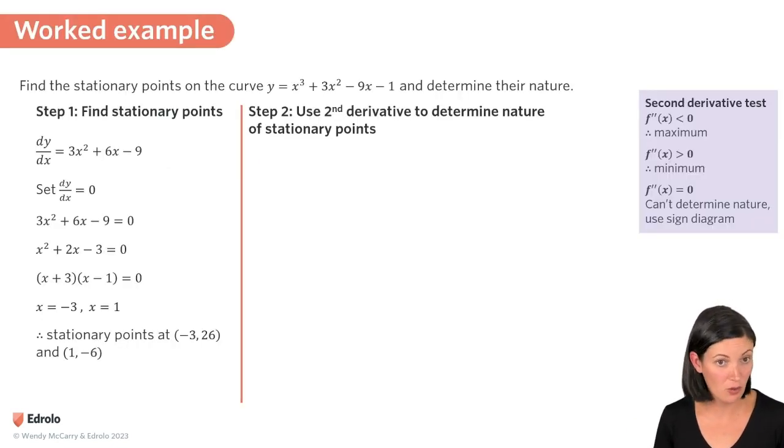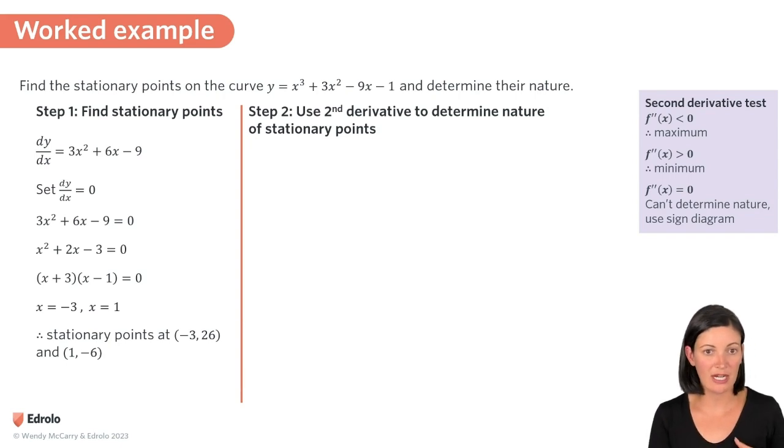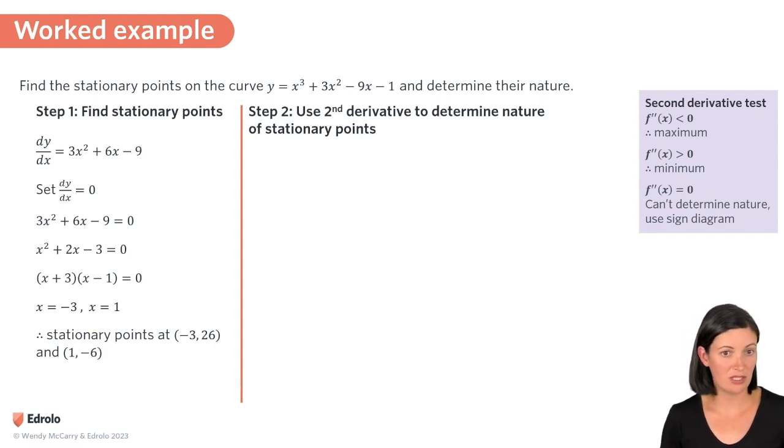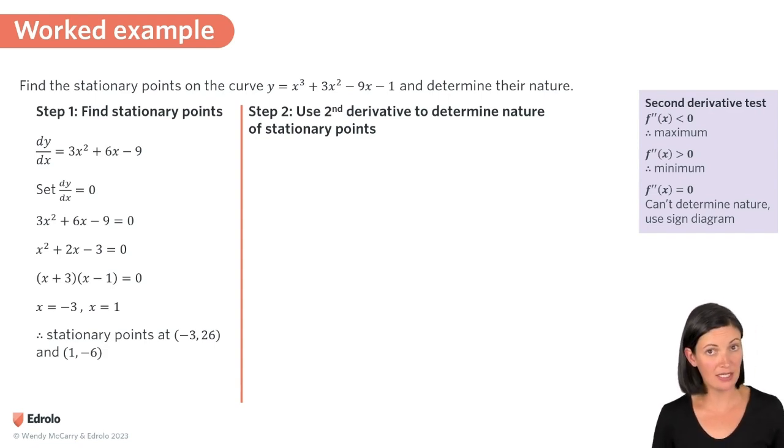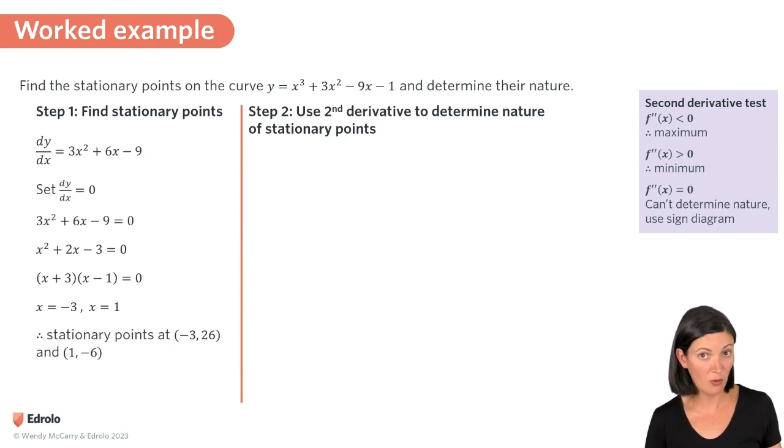Okay, so let's go through a worked example to find the nature of the stationary points on a curve using the second derivative. So we've got y equals x cubed plus 3x squared minus 9x minus 1. It says find the stationary points and determine their nature. What I've done is just some working out to find the stationary points. Again, that's what we did in the lesson before this.